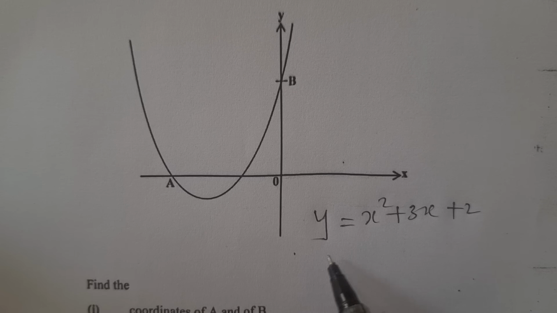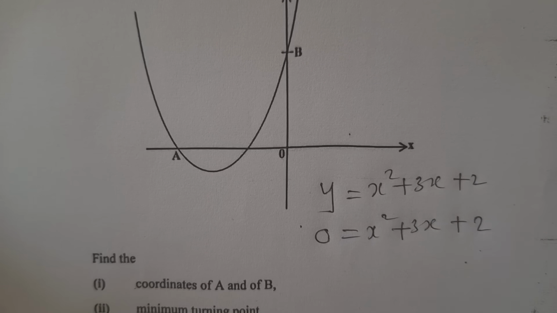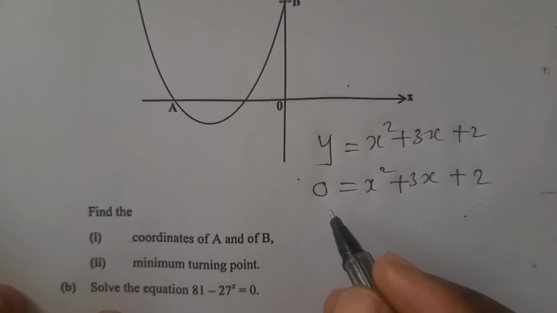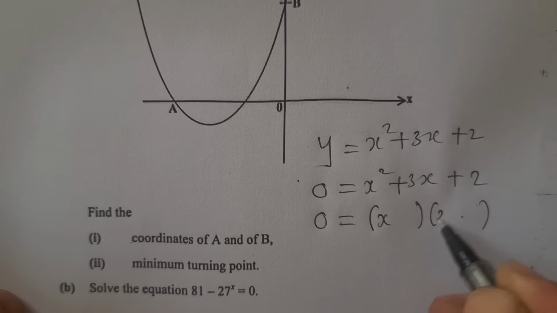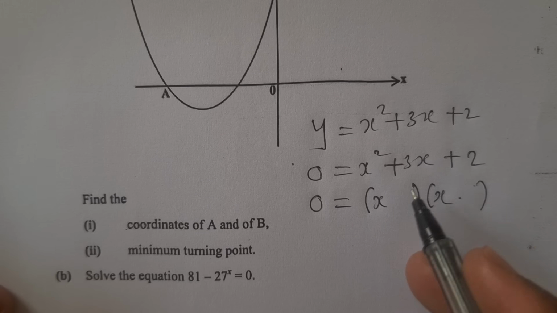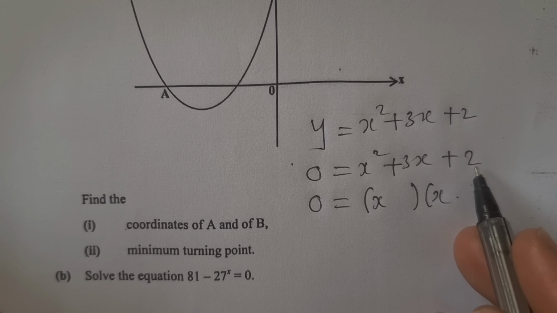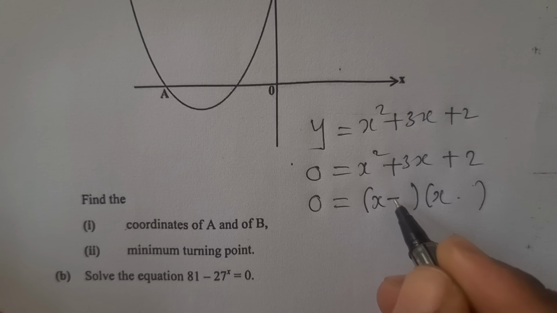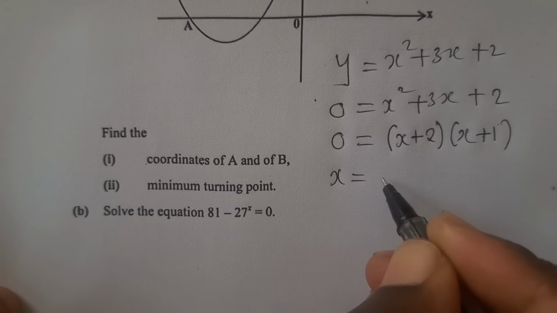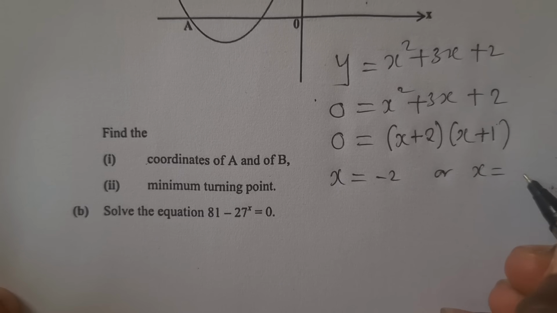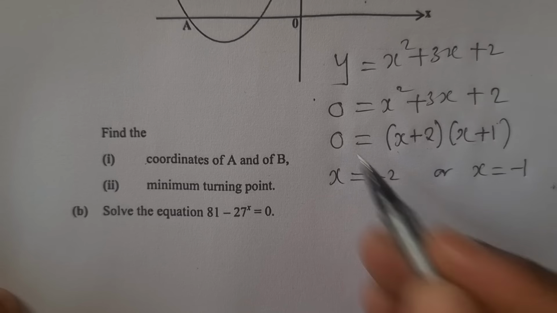And then just say 0 is equal to x power 2 plus 3x plus 2. Once you do this, solve this quadratic equation. You think of two numbers that when you multiply them give you 2, and when you add those two numbers, they give you 3. That is 2 and 1. So you can say x is equal to -2 or x is equal to -1. Just get this equal to 0 and then solve for x.